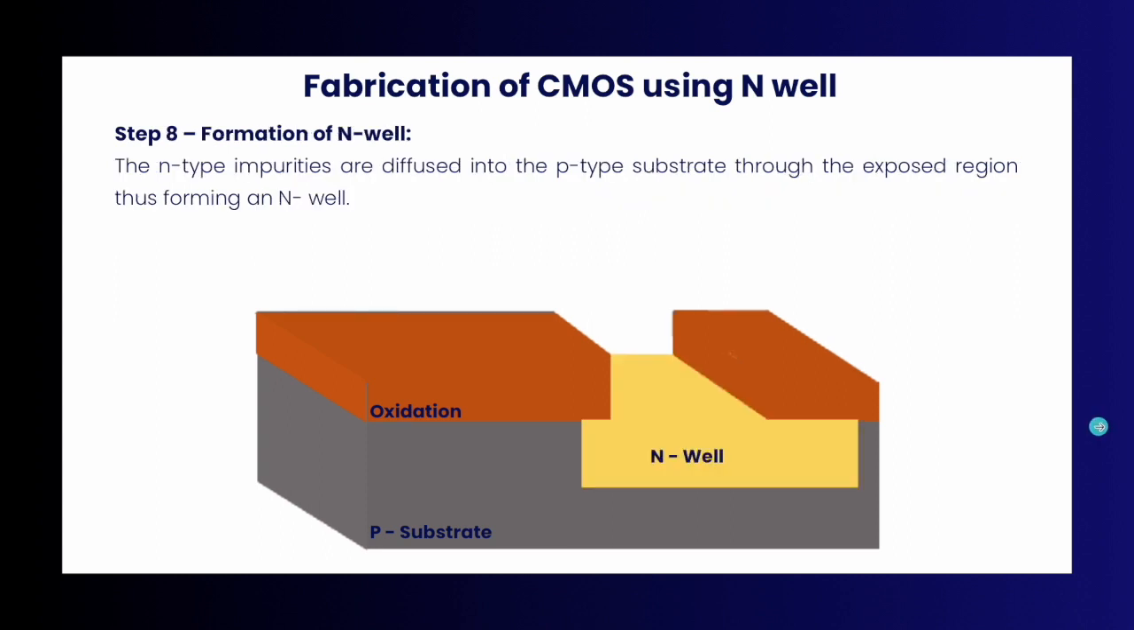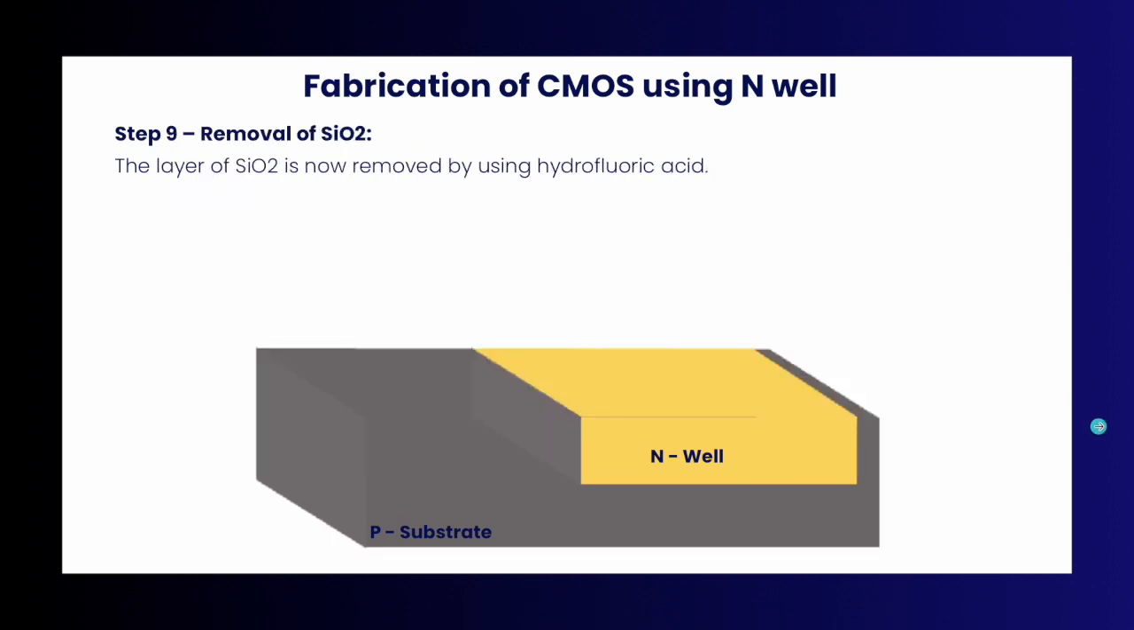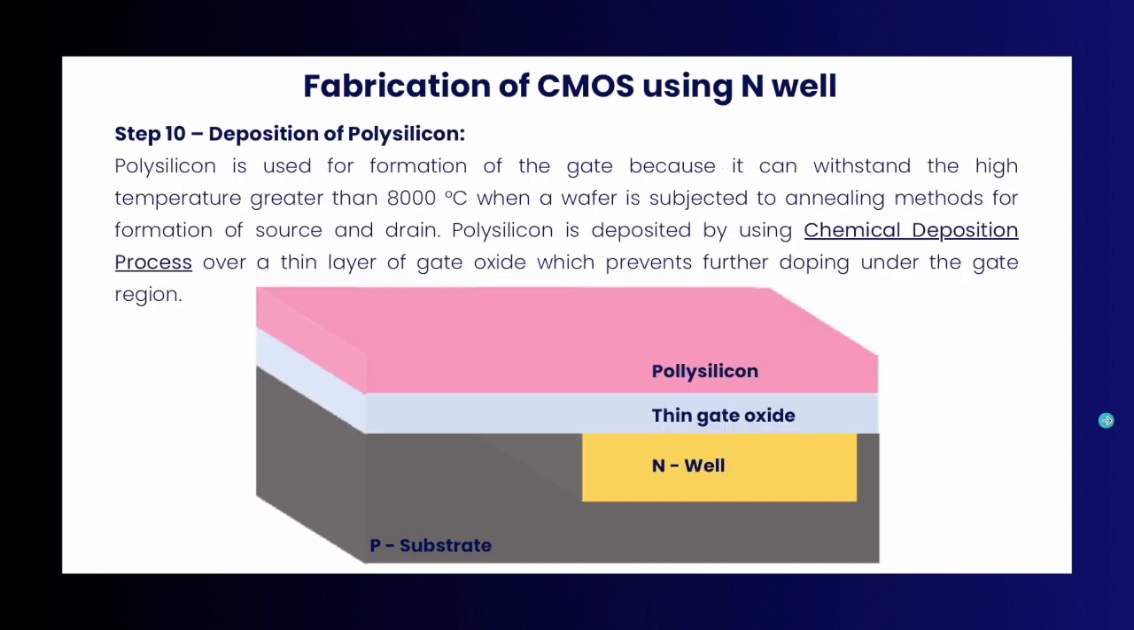Step 8. Formation of NWEL. The N-type impurities are diffused into the P-type substrate through the exposed region, thus forming an NWEL. Step 9. Removal of silicon oxide. The layer of silicon oxide is now removed by using hydrofluoric acid. Step 10. Deposition of polysilicon. Polysilicon is used for formation of the gate because it can withstand the high temperature greater than 8000 degrees Celsius when a wafer is subjected to annealing methods for formation of source and drain.